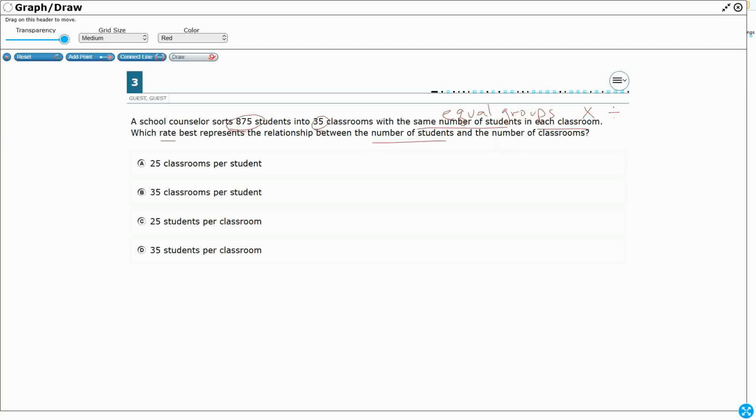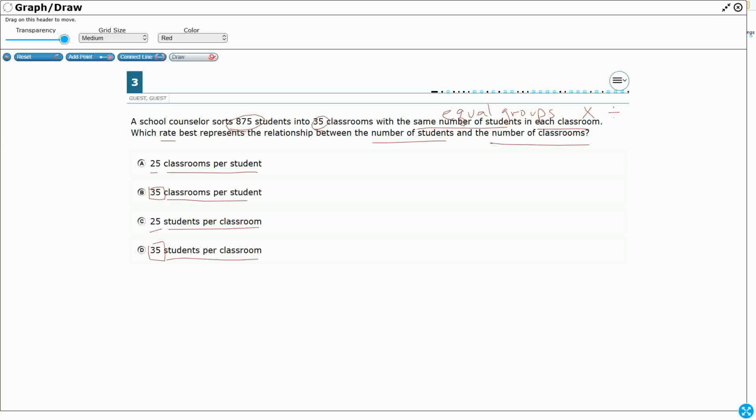Now look at our answer choices here. You might think they made a mistake because how can you have two 25s and how can you have two 35s? Well, when we're dealing with rates, the labels are extremely important. Look at A. A is 25 classrooms per student. C is 25 students per classroom. Difference. Look at B. Classrooms per student versus students per classroom. So it makes a big difference.